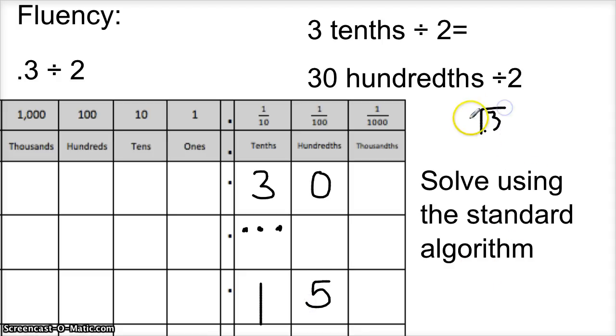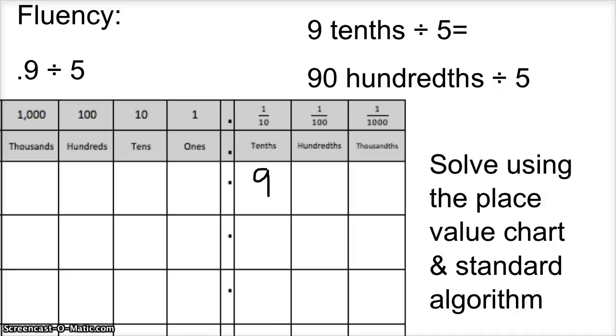3/10 divided by 2. Add a placeholder 0, that doesn't change it. So my answer is 15 hundredths. Okay, you try the next one. Pause the video while you work it out.